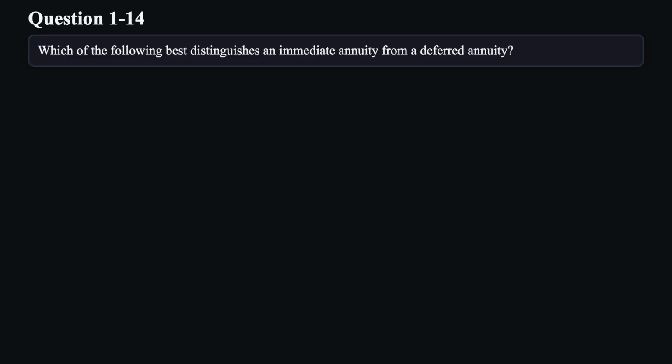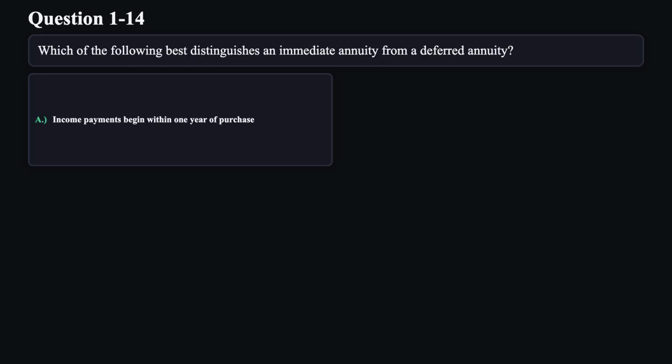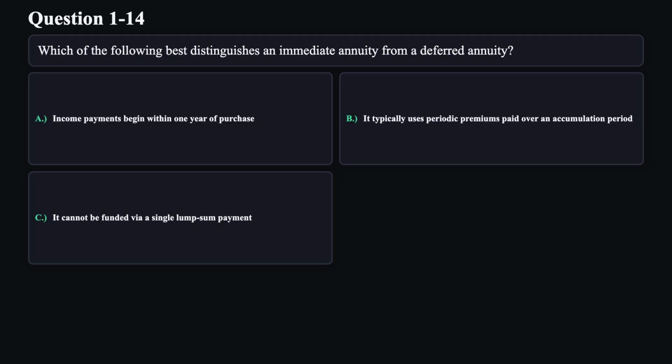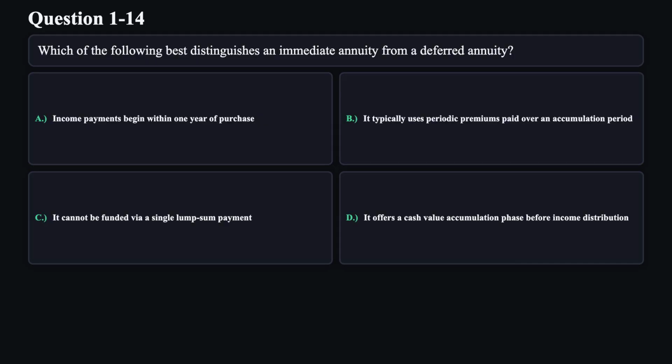Question 14. Which of the following best distinguishes an immediate annuity from a deferred annuity? A. Income payments begin within 1 year of purchase. B. It typically uses periodic premiums paid over an accumulation period. C. It cannot be funded via a single lump sum payment. D. It offers a cash value accumulation phase before income distributions.